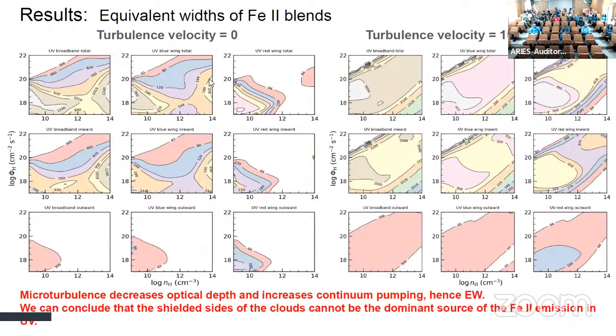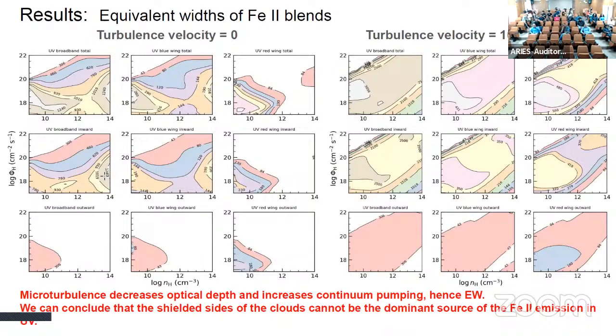This one is for turbulence velocity 0, when there is no turbulent velocity, only thermal motion. And this is for the turbulent velocity 100. We have calculated for others like 20 and 50, but I am showing just two for the comparison. So you can notice, in this column, we have broadband, total, and inward and outward. Okay, I'll clarify what is total and what is inward, outward.